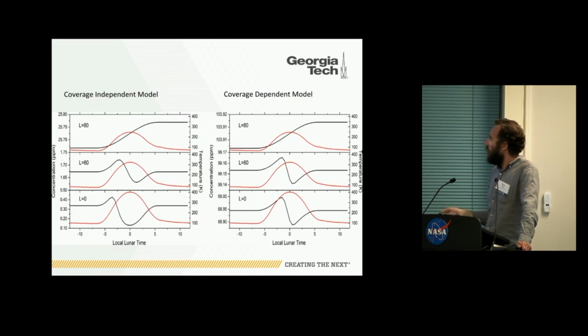Okay, so this is a coverage independent model. We talked about this earlier. This is the coverage dependent model, the results that we just got. The same thing, you have this diurnal change happening. The one big difference is that you're not removing all of it. It takes a certain amount of time to build up that level right before recombinative desorption happens. And also the total amount changed is significantly less. Now we're talking about 0.05 parts per million on a day-to-day change.